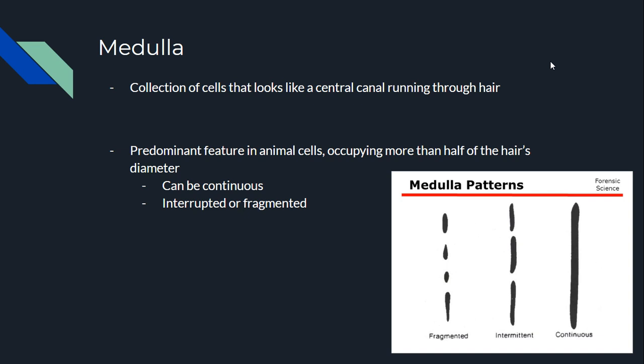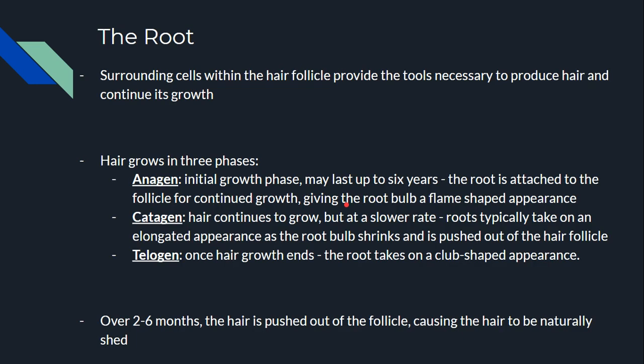And the medulla, it's a collection of cells that creates a central canal that runs through the center of the hair. It's a predominant feature in most animal hairs that occupies up to half of the hair's diameter, but not all hair has a medulla. It can be continuous, like you see right here. It can be intermittent, or it can be fragmented, or it can be completely absent. Typically, the lighter the hair, the less noticeable the medulla is.